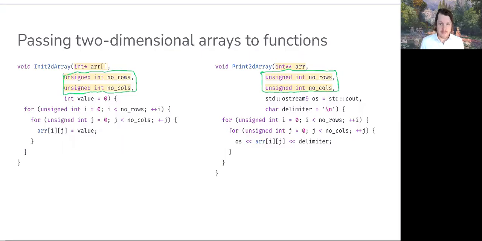Now, the function on the right is going to have the less preferred way of passing a two-dimensional array to a function. Print 2D array is simply going to be a function that's going to take in our two-dimensional array, number of rows, number of columns, and then optionally a stream that we'd like to print to, as well as a delimiter on how we'd like to separate each of the values stored within our 2D array.